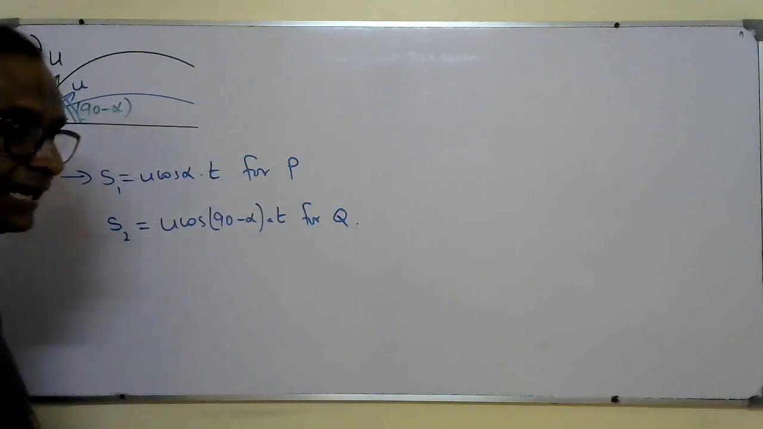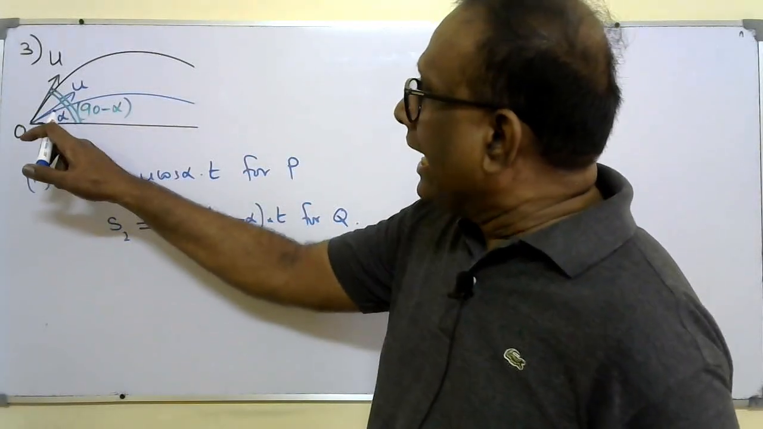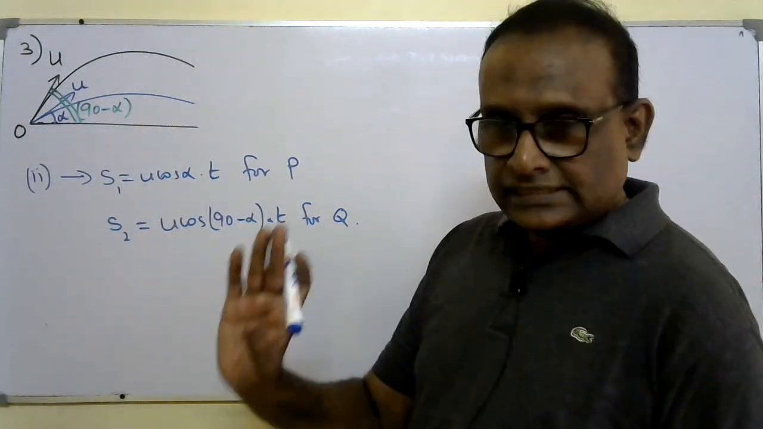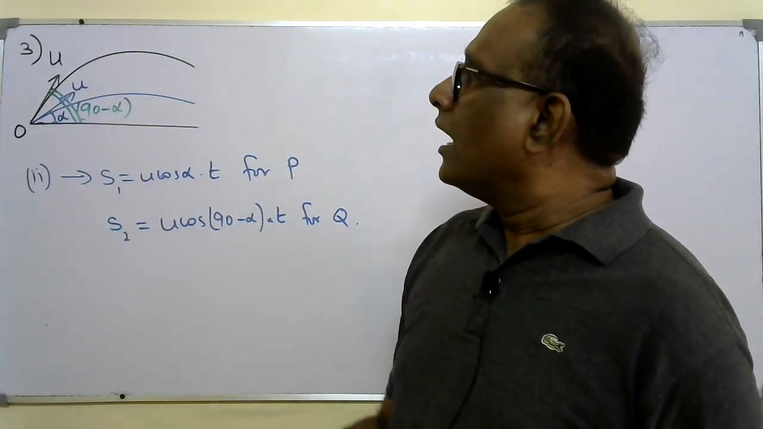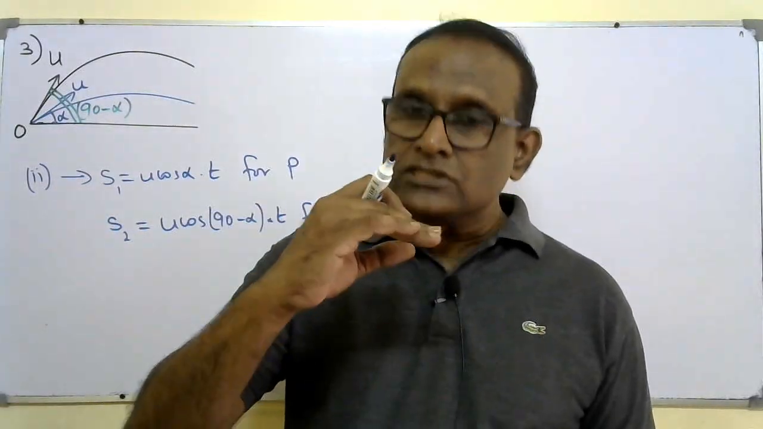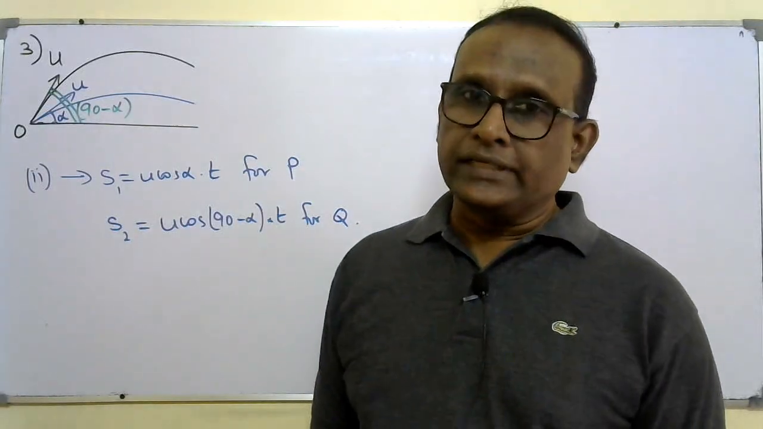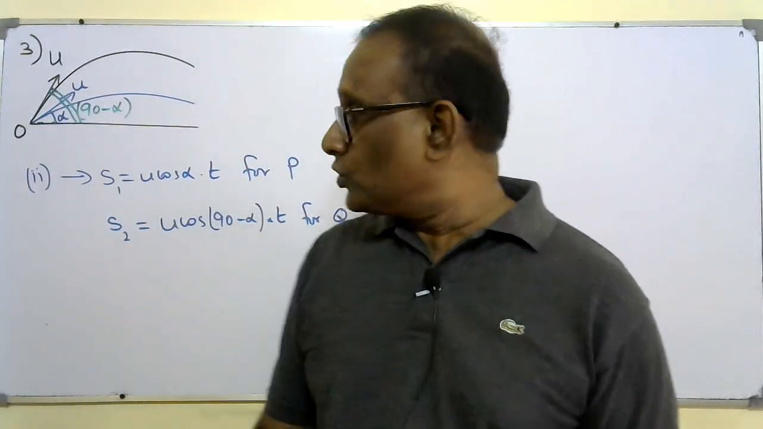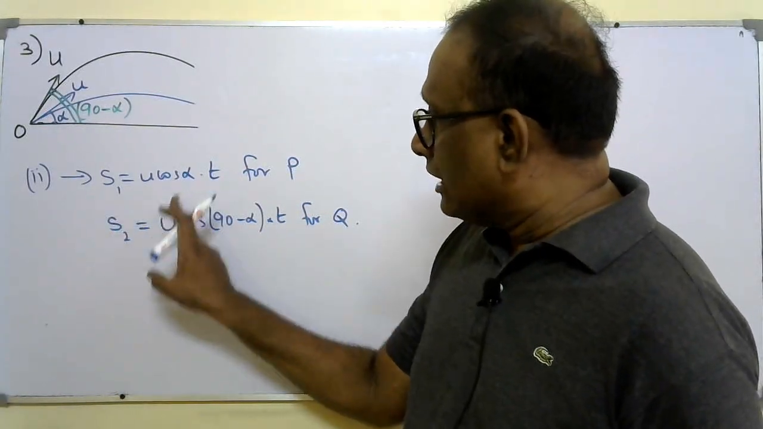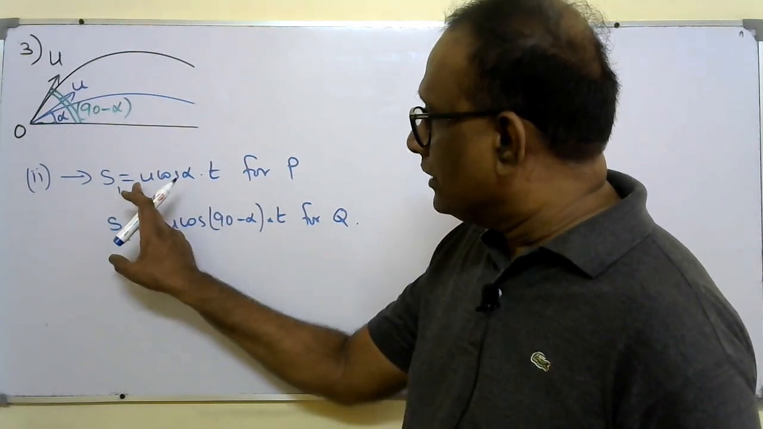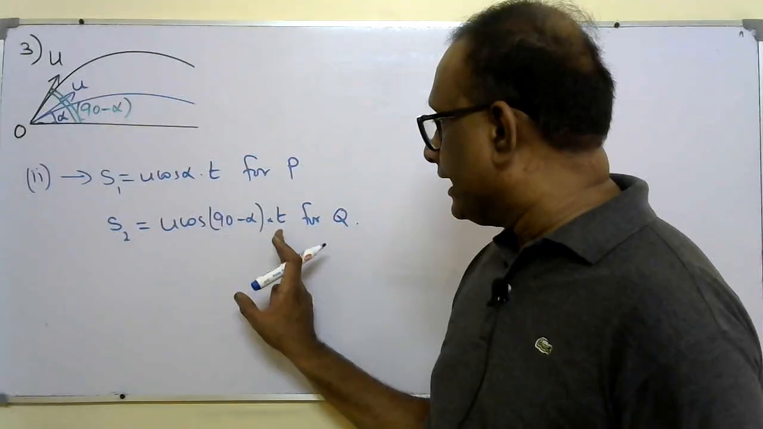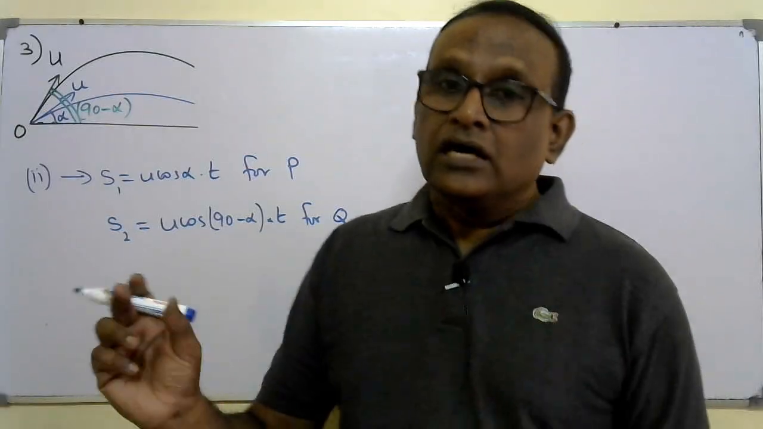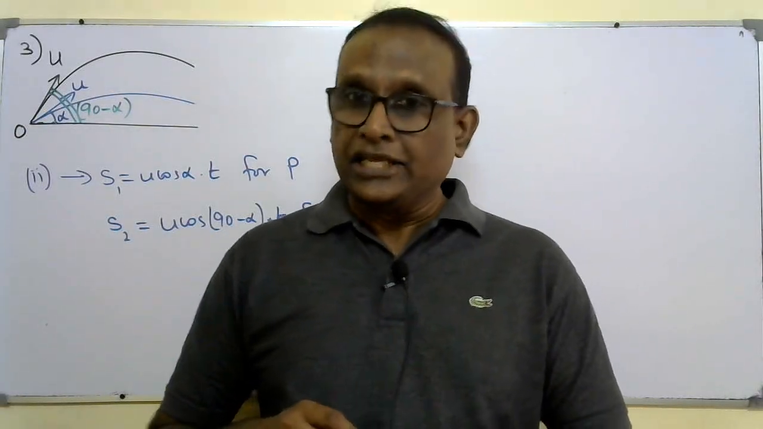On my diagram, I took the angle alpha smaller than 90 minus alpha. There's no reason, I just took it. So when the alpha becomes smaller, the cos value will increase. You know that cos value increases when the angle becomes smaller in the first quarter. So here S1 has cos alpha, and this is cos 90 minus alpha. So S1 will be greater than S2 at the same time t. When you consider a particular time t, particle P will have greater horizontal displacement than Q during their motion.